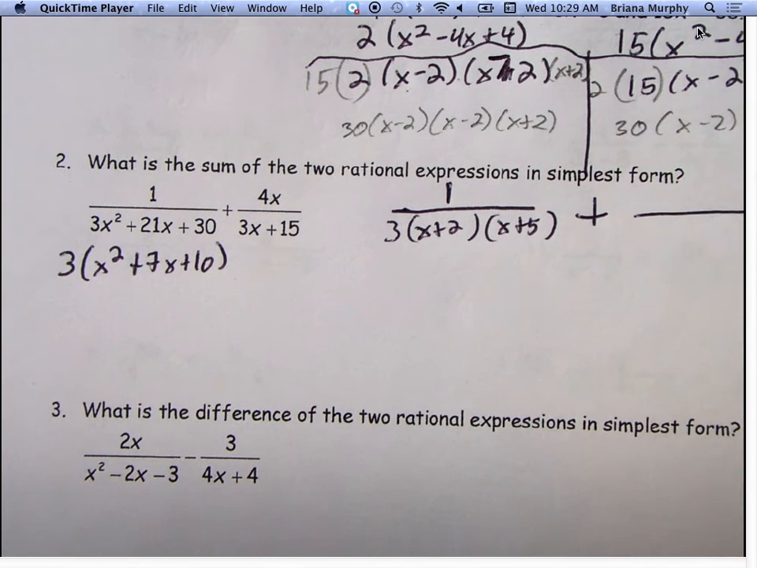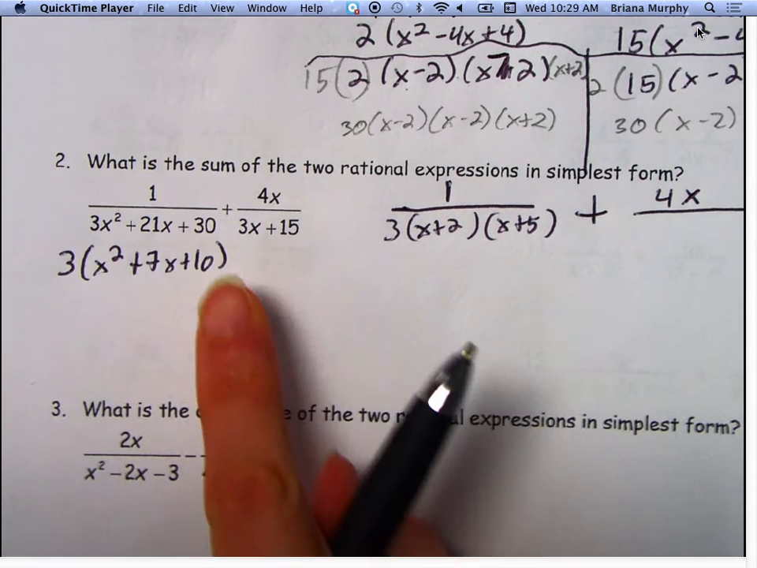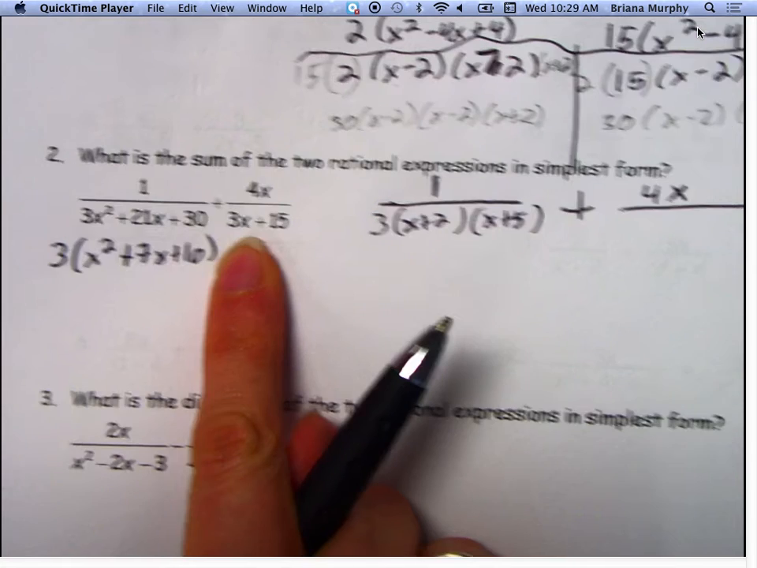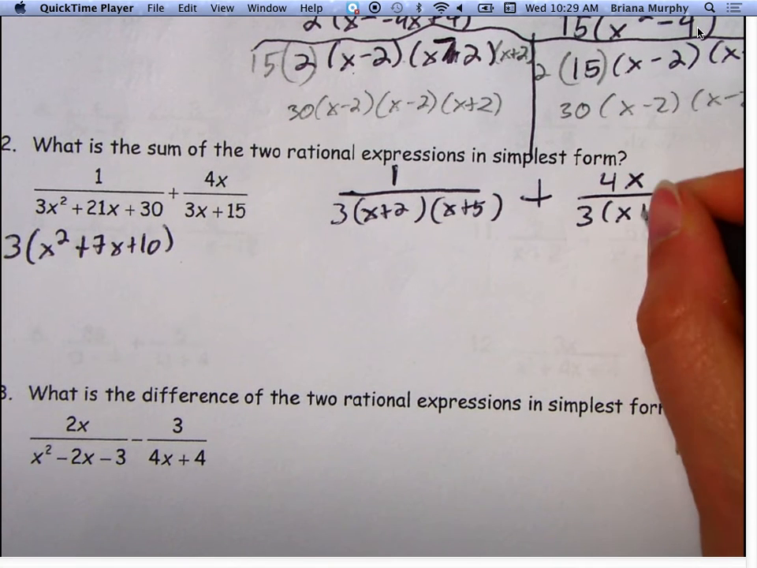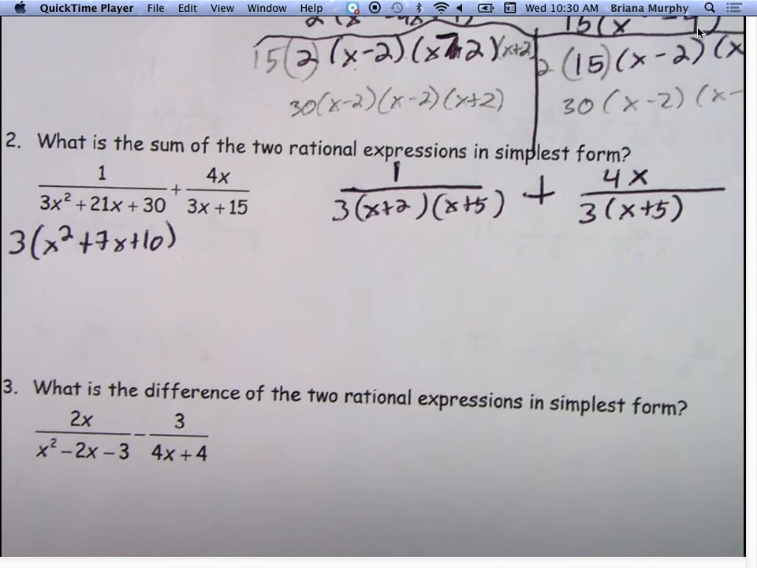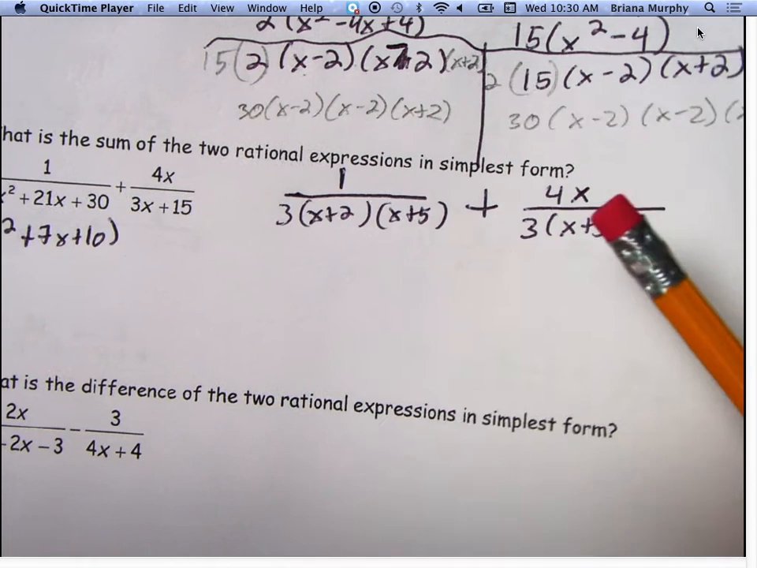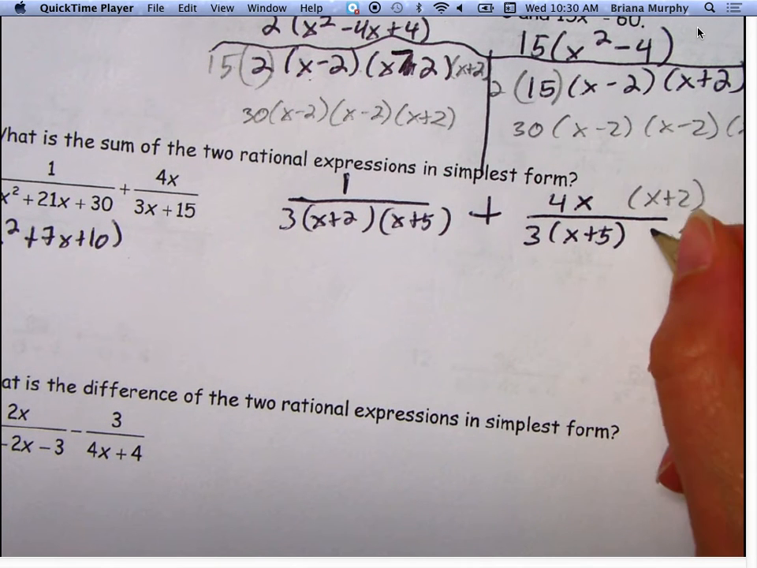Okay, I'm going to leave 4x on the top. What can I pull out of 3x plus 15? 3. So I'm left with x plus 5. Okay. What do I need to multiply one of them by to get them to be the same denominator? X plus 2. And remember, whatever we do to the top, to the bottom, we've got to do to the top.